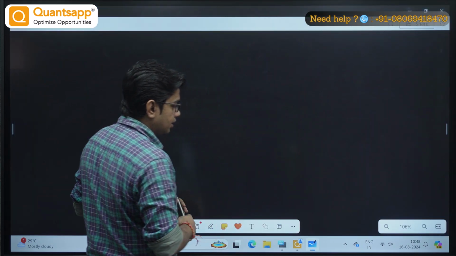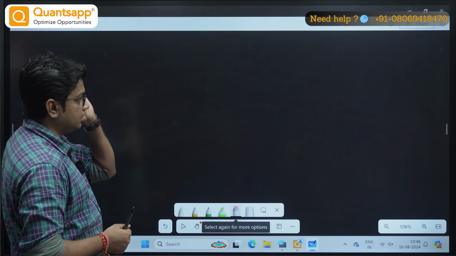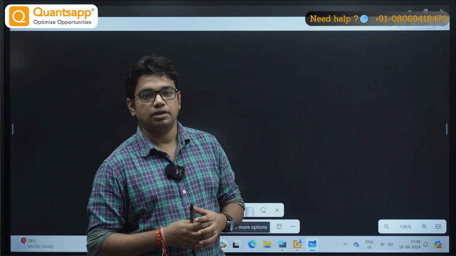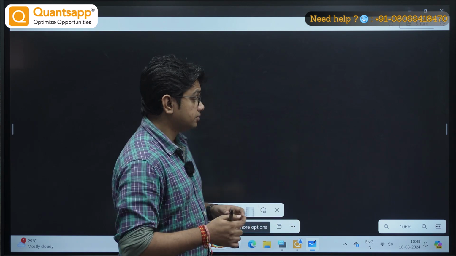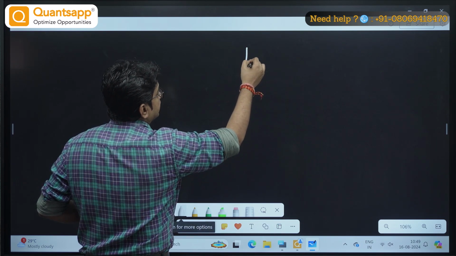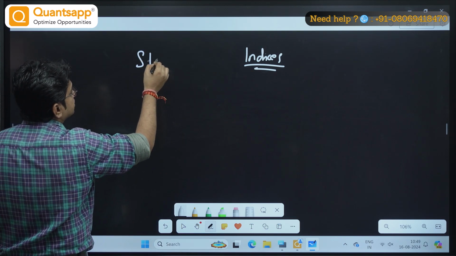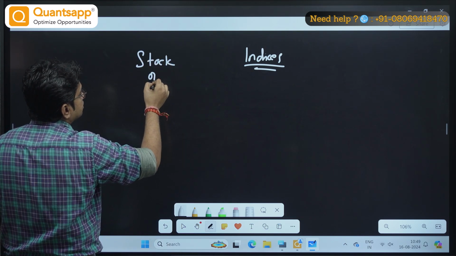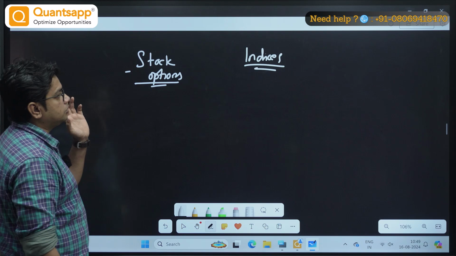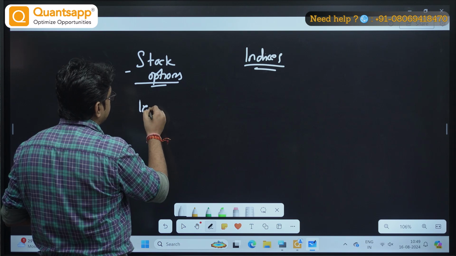First, why I am choosing stock options as compared to Bank Nifty and Nifty options. There is no question of liquidity in Bank Nifty and Nifty, huge liquidity is there. But the only reason I'm choosing stock options over indices is less time decay.